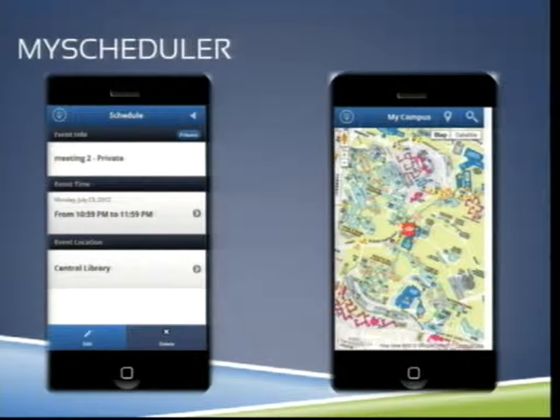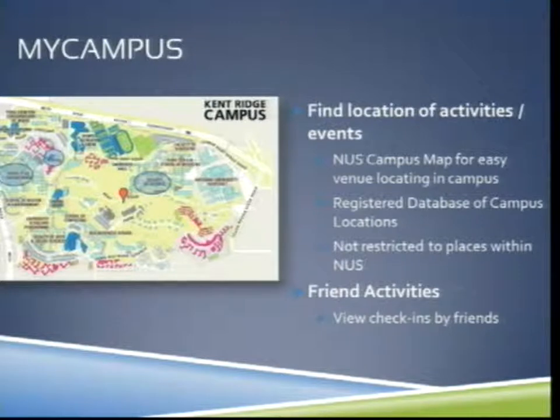If you click on the event, you will see all the details on the right. But if you click on the event location, it will pinpoint the exact location on the NUS map itself, as shown on the left. So this brings me to my next point, which is my campus. This is actually an enhancement of the original NUS map app. It was a brilliant app where you could find any location on NUS, and it could also give you directions there, which is why we thought this would be very interesting as a social platform.